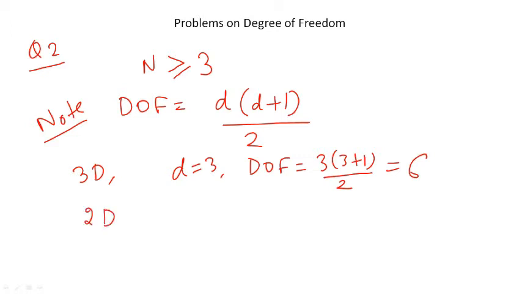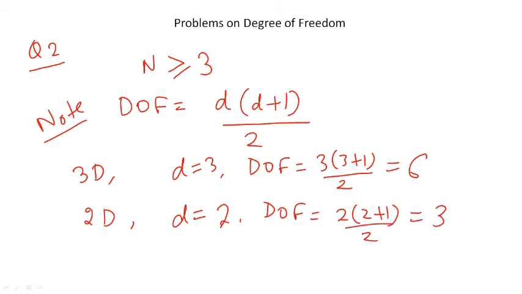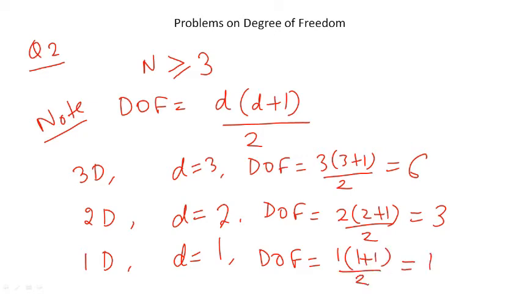For two-dimensional, you know that d will be 2, so degree of freedom will be 2 times (2 plus 1) divided by 2, so it will be 3. For one-dimensional, you know that d is 1, so degree of freedom will be 1 times (1 plus 1) divided by 2, so it comes out to be 1.